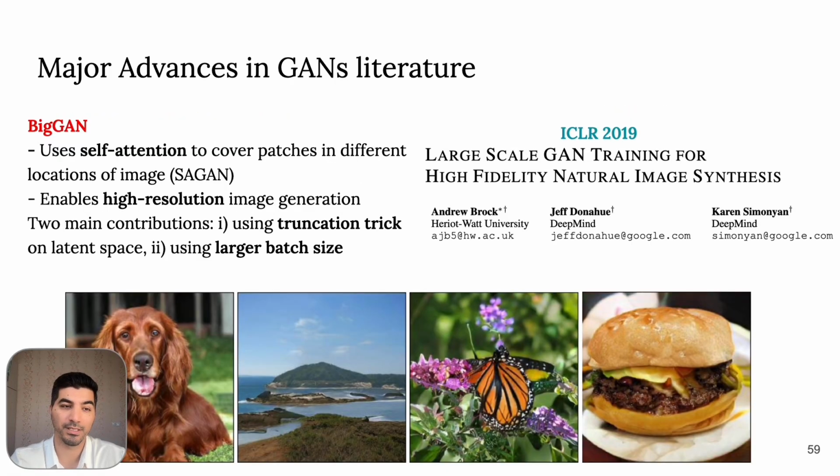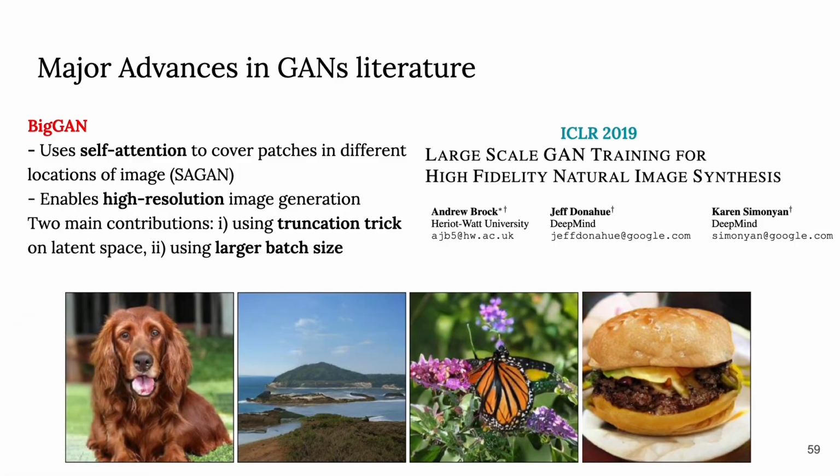Next important paper is BigGAN, which is presented in ICLR 2019 from DeepMind. And they use self-attention to cover patches in different locations of image. The idea is inspired from SAGAN paper. And in addition to that, their major contribution is that they enable high resolution image generation with two main contributions. First, they use truncation trick on latent space. Another one is very simple. They just use a larger batch size. And as you can see, they were able to generate decent images similar to ImageNet dataset.